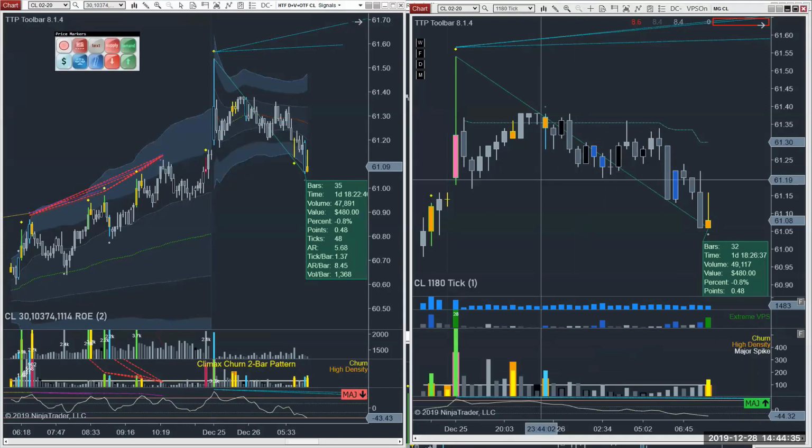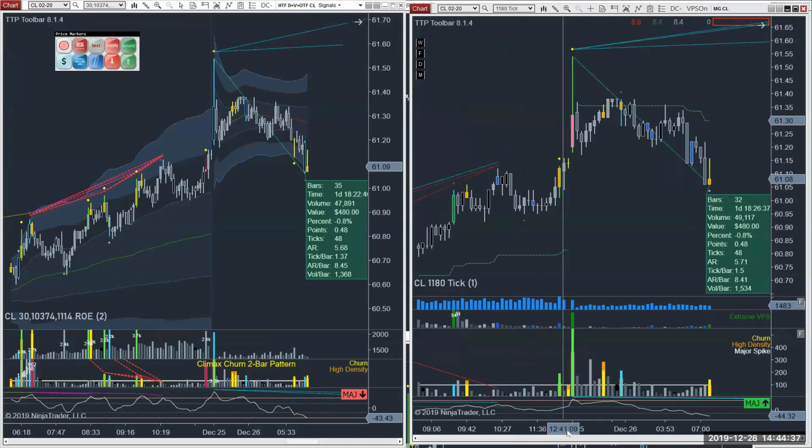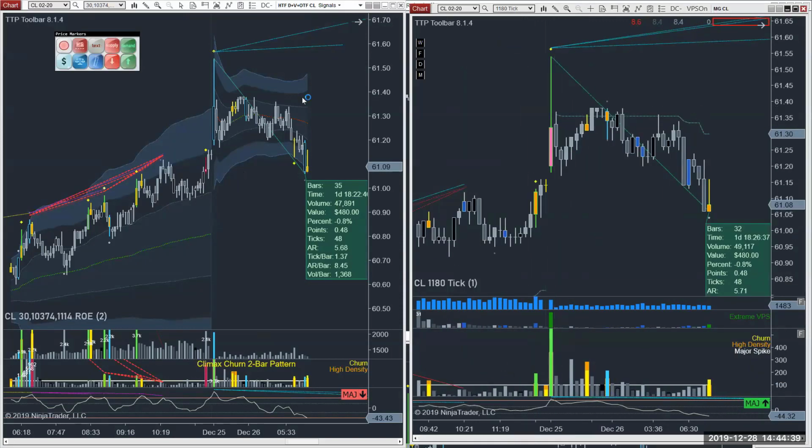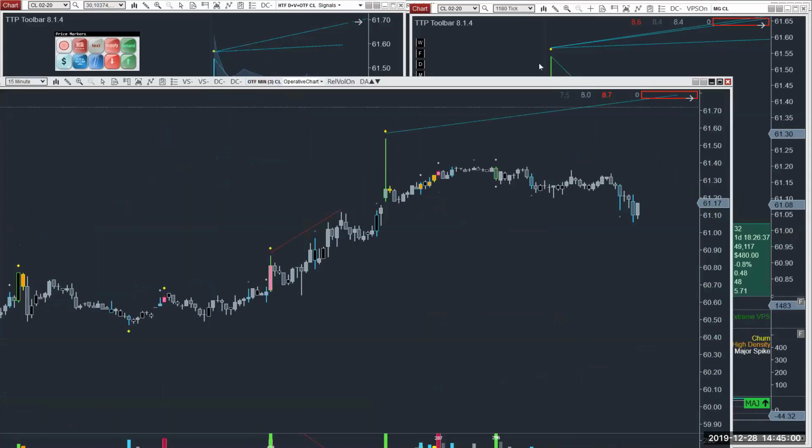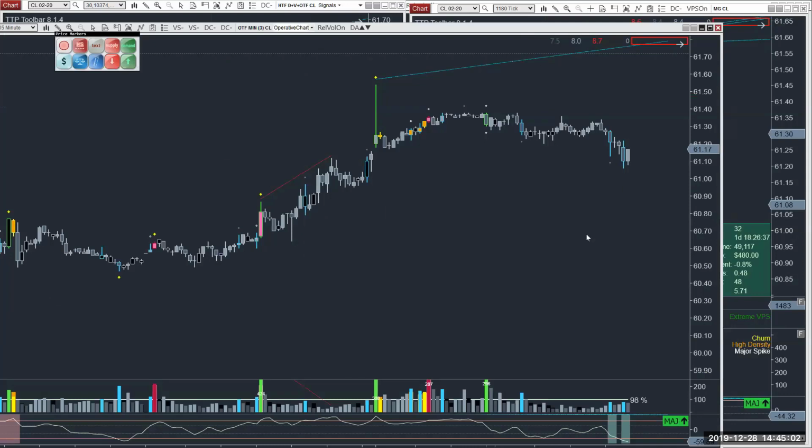And then here on the tick chart, you don't quite get the 2-bar pattern, that climax churn 2-bar pattern, but you do get a pretty big churn bar there, right? So on the 15-minute, you didn't really get any kind of signal there at all. You got a weak climax signal, but that's not really something I'm interested in trading.